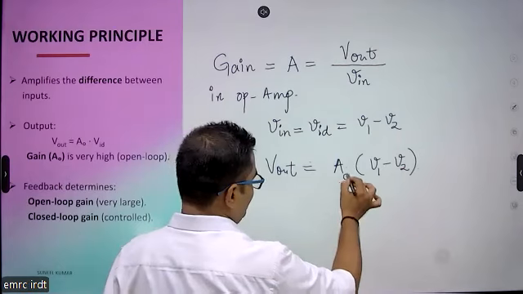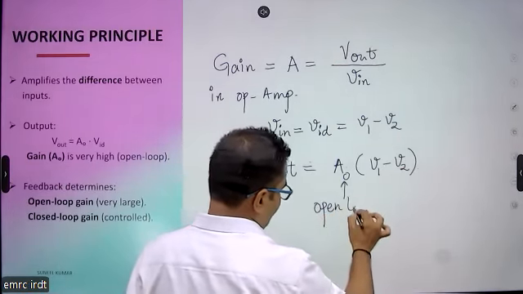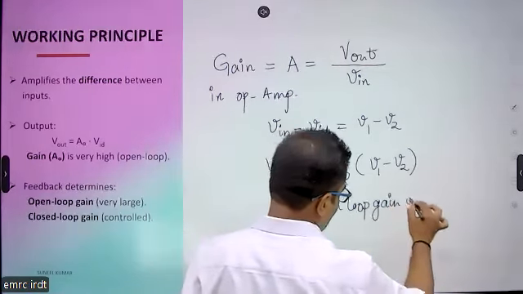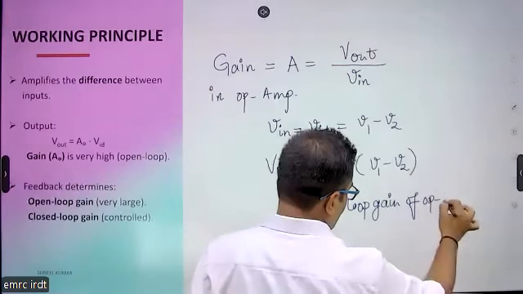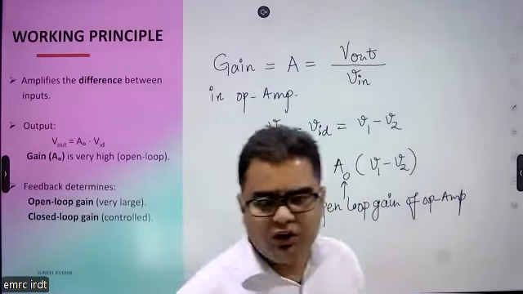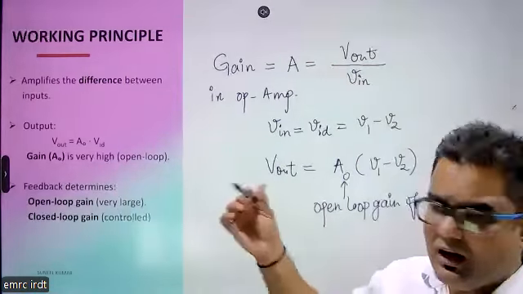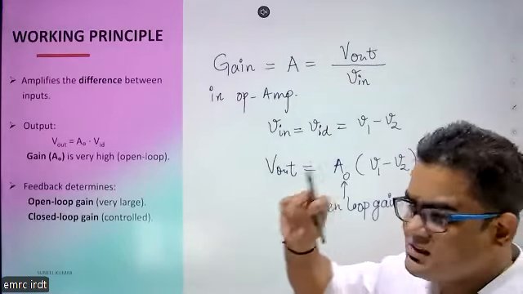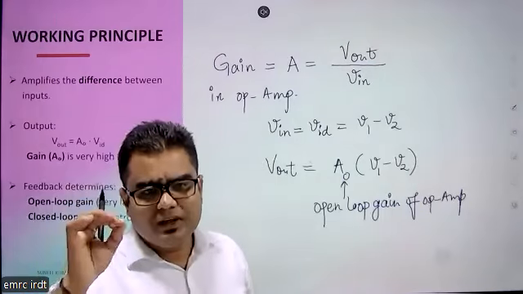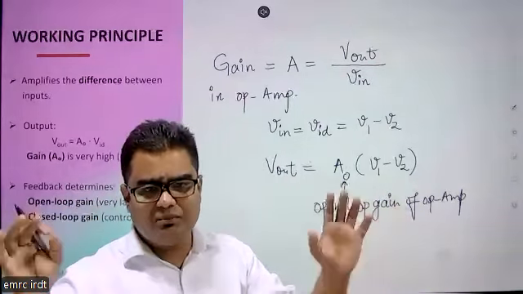So this is the open loop gain. This can be called the open loop gain of the op-amp. Why are we calling it open loop? Because we don't have any kind of connection between the output and input terminals. As we have seen, pin 6 is used for output, and pins 2 and 3 are used for input. So there is no direct connection between input and output.